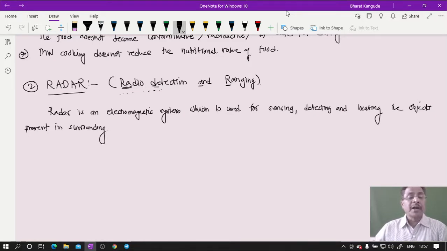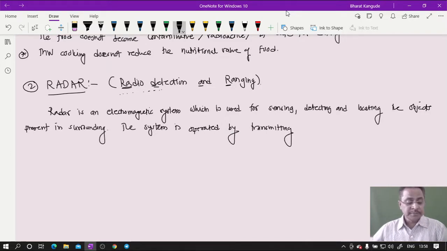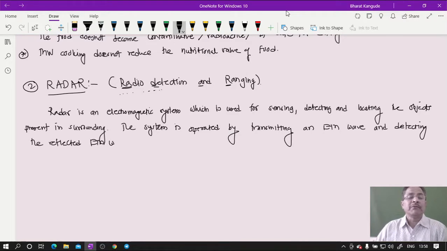The system is operated by transmitting an electromagnetic wave and detecting the reflected electromagnetic wave.